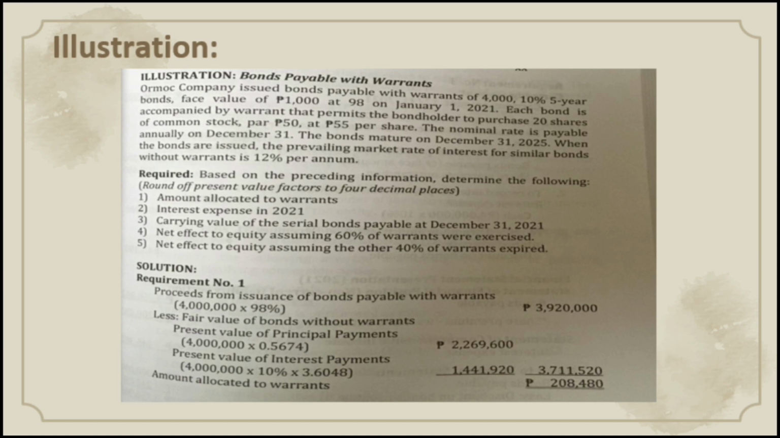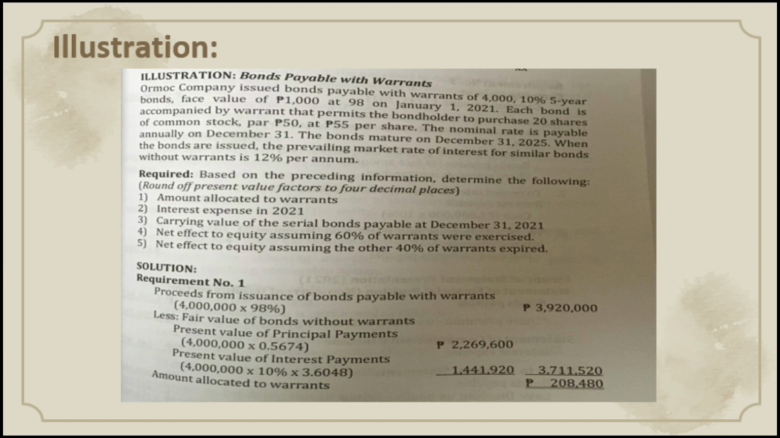So PV of 1 is equal to 1 over 1 plus r raised to n. So atong gamitan og katong steps bitaw para dali ra ma-compute sa calcu. So ang atong r diri is 12% per annum, kay mao ni ang prevailing market rate of interest for similar bonds nga without warrants. And then ang atong n diri is 5-year bonds, kay ang bonds payable is nakastate there sa problem is 10% 5-year bonds. So ang atong n is 5 years.